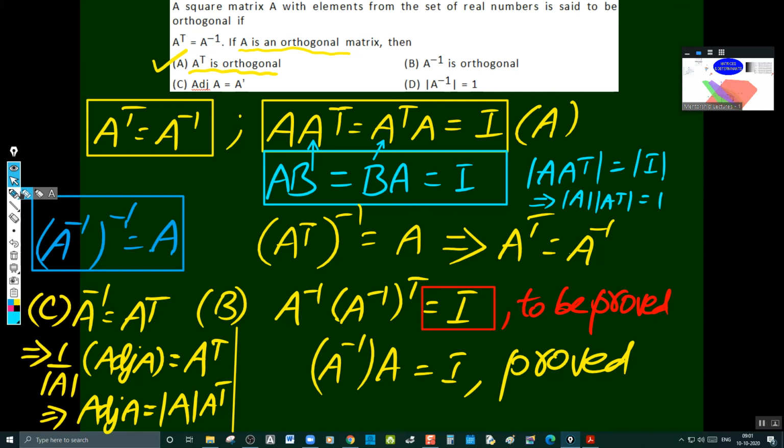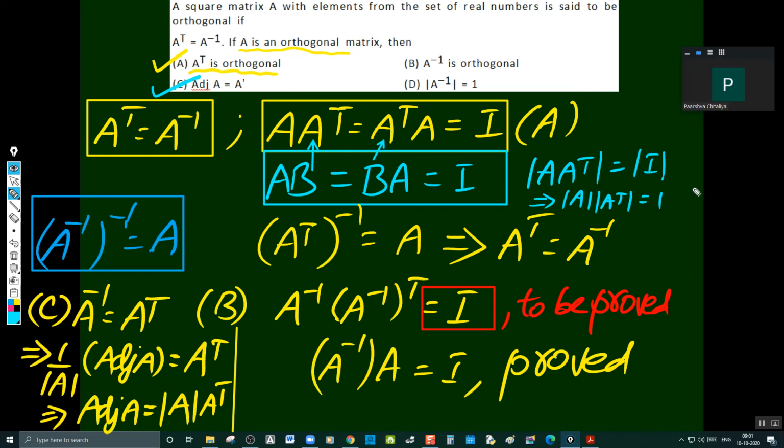And what about D? Det of A inverse is equal to 1. Why not C? Plus or minus, it cannot be true for all values of all matrices A. You are talking about this one, the left hand side?